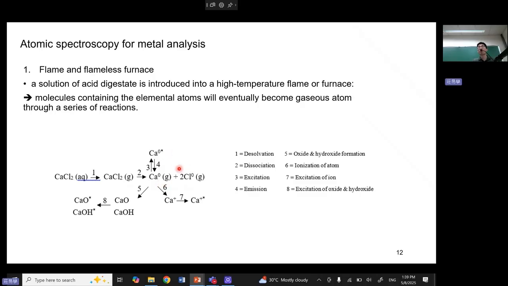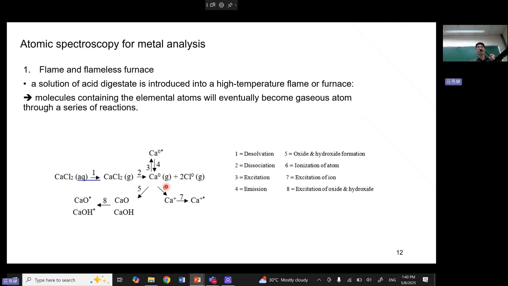And of course, there are always some other side reactions, including, number 5, oxide and hydroxide formation, or number 6, ionization. So the key point here is that there are so many reactions happening when you spray the liquid solution on top of the flame, right? And what you need to do is to get an optimal temperature. This optimal temperature would allow the maximum formation of our target, which is calcium 0. Okay.